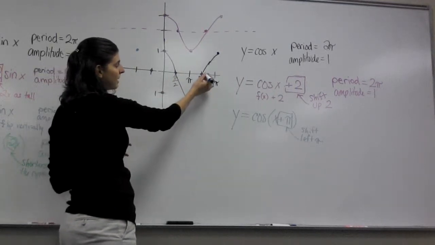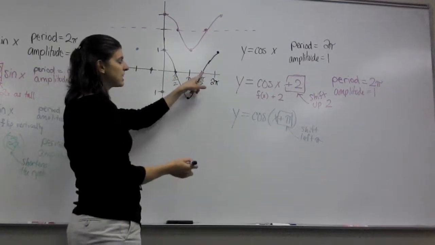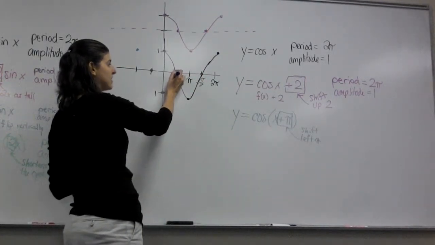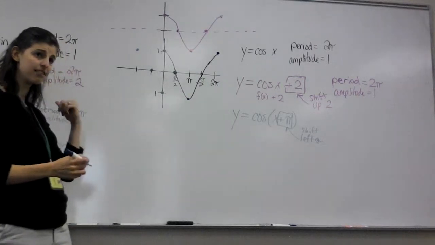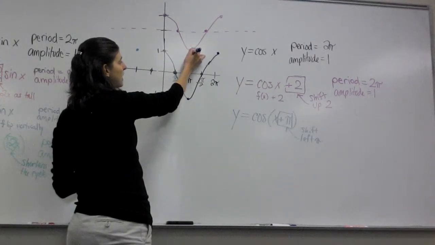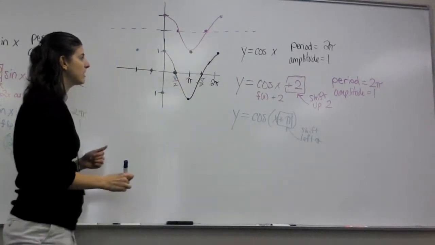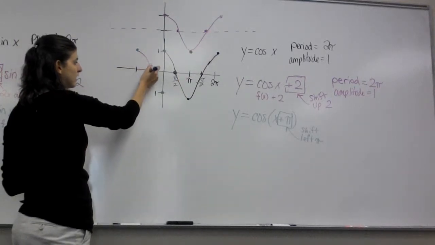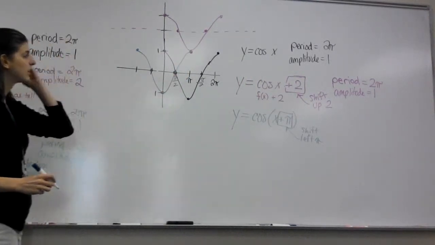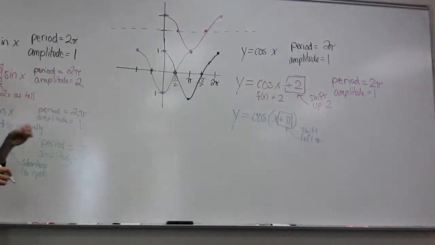3 pi over 2 used to give me a height of 0. Now pi over 2 is going to give me a height of 0, because that's what I get when I shift left. And 2 pi used to give me a height of 1. Now pi is going to give me a height of 1. You've shifted left pi units.